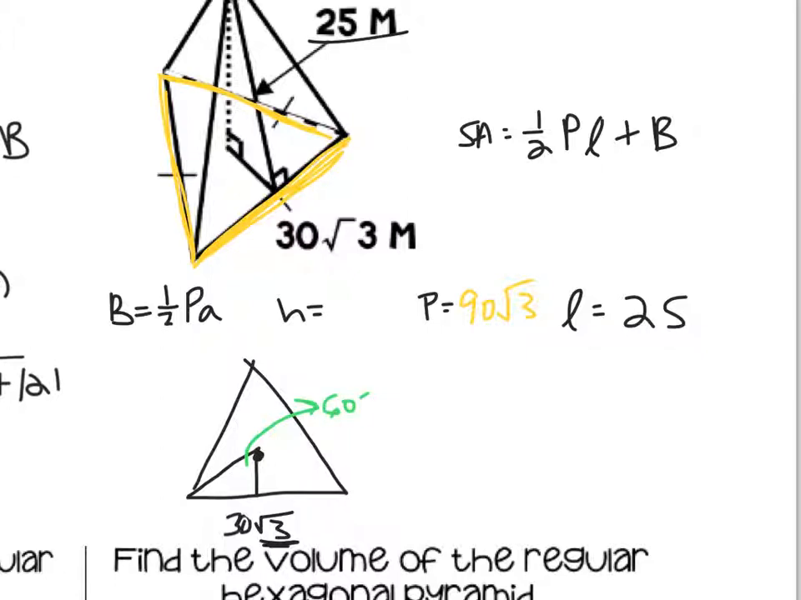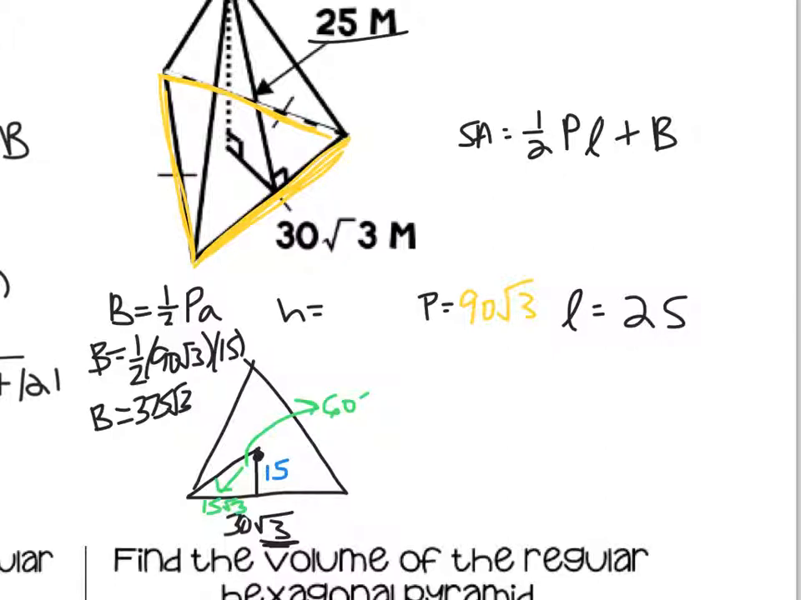So I'm going to split the 30√3 in half, and that gives me 15 square root 3. So then if opposite the 60-degree angle is 15 square root 3, that means my apothem is 15. So base equals 1/2. Perimeter, we said already, is 90 square root 3. And then my apothem is 15. So area of my base is going to be 675 root 3. Then I need my height.